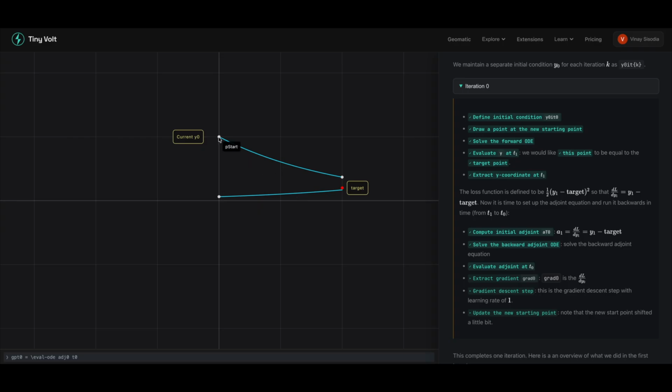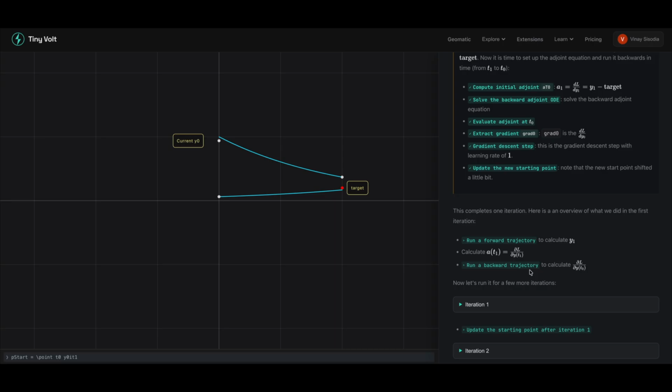So just take note of this value here and the y position of this text box here. As soon as I click here, which performs a gradient descent step, the value changes like this. So this was one whole iteration of the key idea in neural ODE, which allows you to get the gradient of the initial condition without having to backpropagate through a differential equation solver.